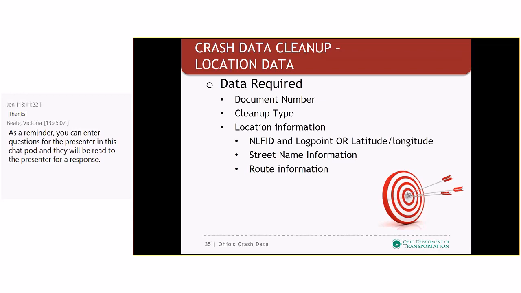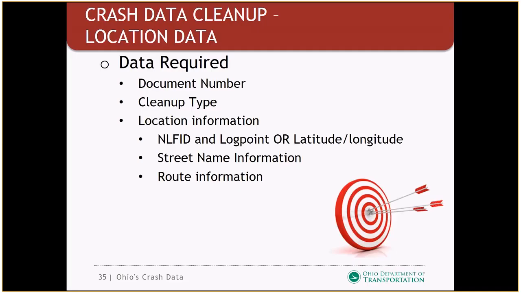But we're really looking for LFID and log point or lat long, and we can take both, and then street name cleanup and route information, so we can help snap that lat long back to the road more efficiently and appropriately. So if you're just providing LFID and log point, there's probably no reason to clean up the street name and route identifier, because you're already telling us where it is, and we'll check to make sure that log point exists on that route in that county. But other than that, we're trusting the source.